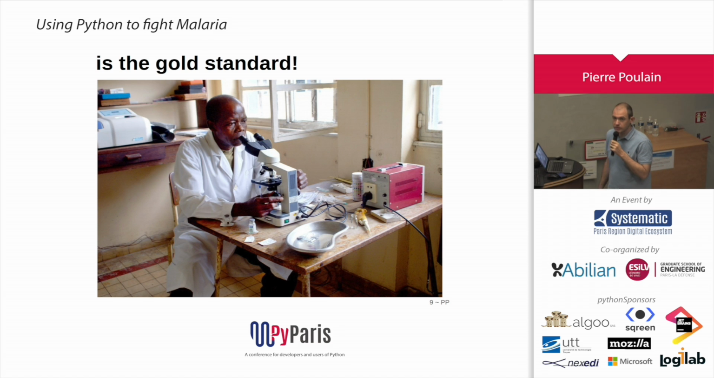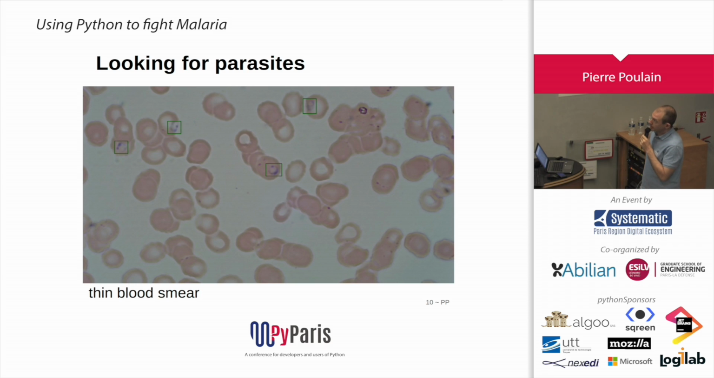This is a very tedious task. It takes more than 1 hour for one technician to prepare the sample and then to look for parasites with the microscope. And the technician needs to be very skilled. It is very difficult to find parasites. I'm going to show you some examples here. So, looking for parasites in a thin blood smear. This is the easiest case here.